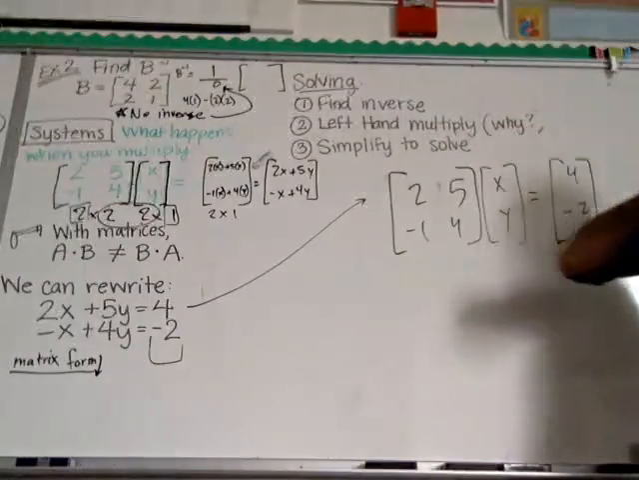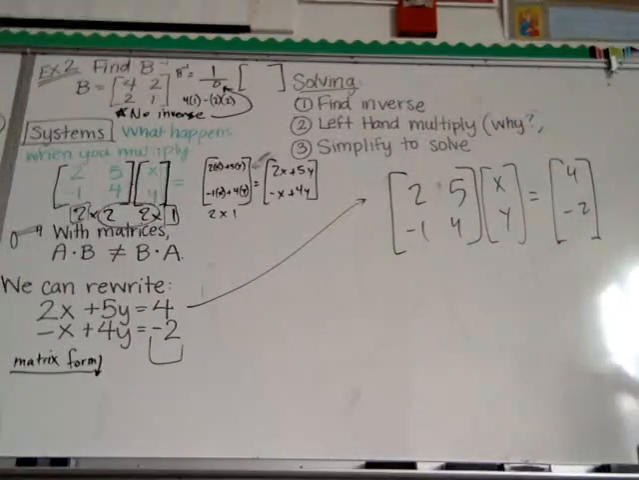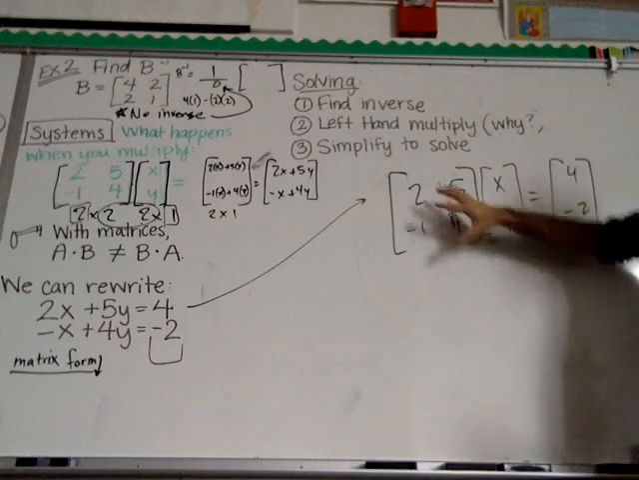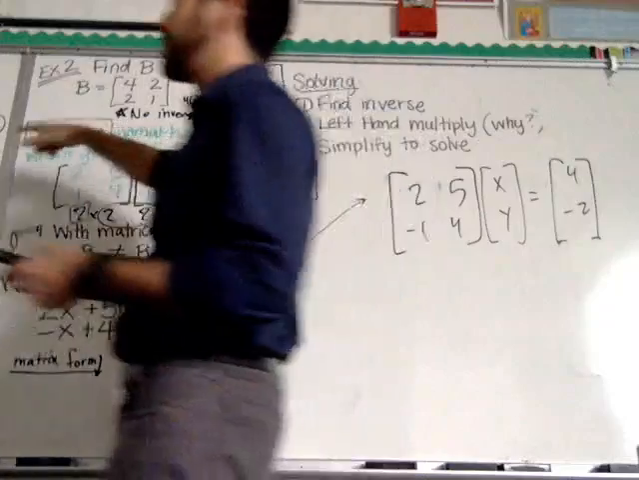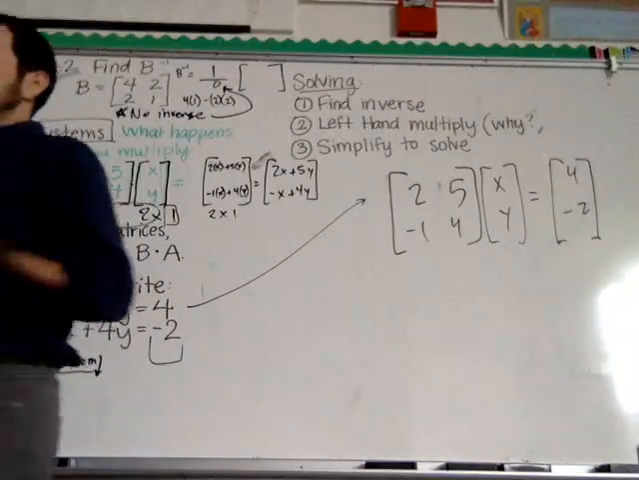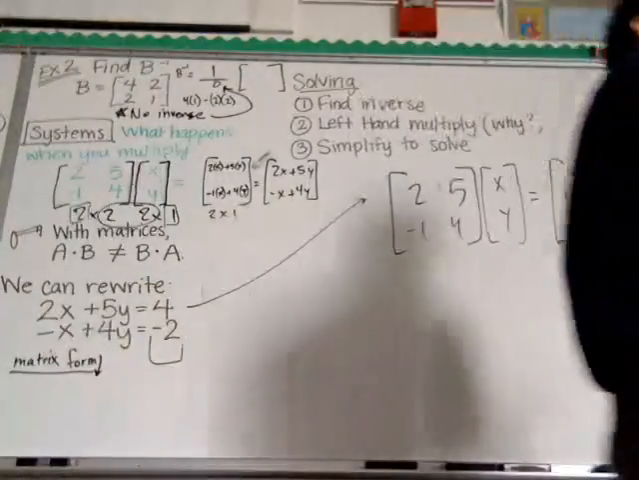And so this is matrix form? Correct. This is solving systems with matrices. All right. Think about it this way. We're going to be able to find our x and y if we can get rid of this matrix. What did we just figure out over here? When we multiply by the inverse, we get the identity, which is pretty much negating that out.